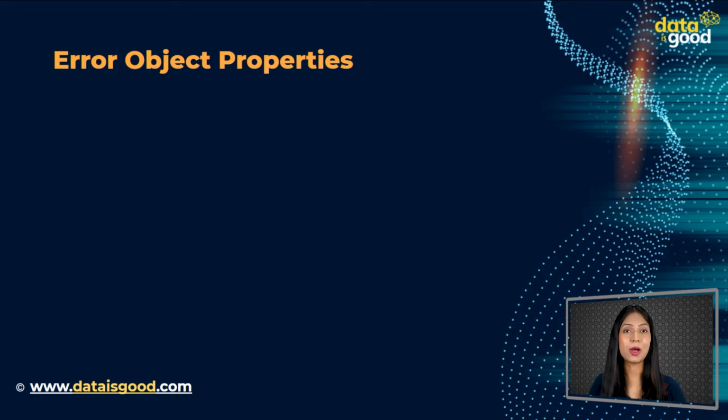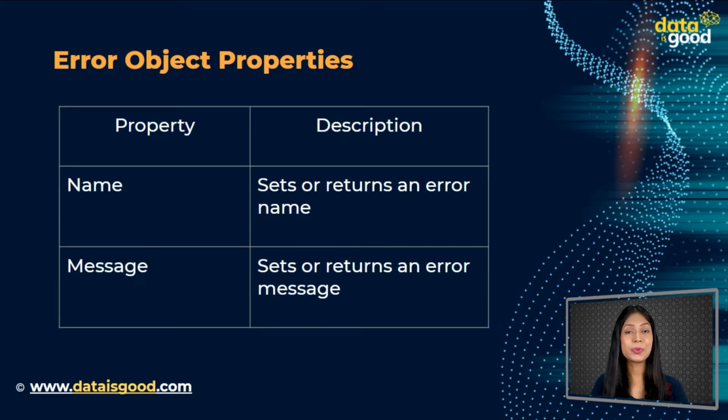Error object properties. Name sets or returns an error name. Message sets or returns an error message, a string.